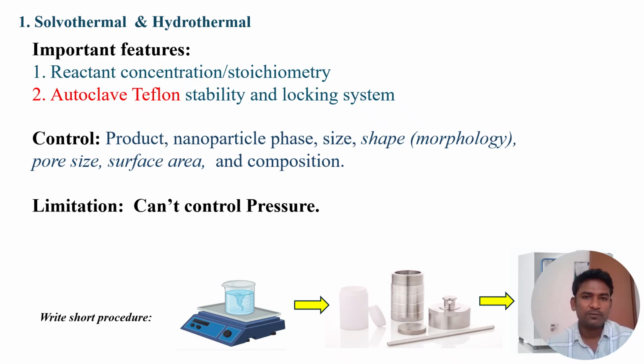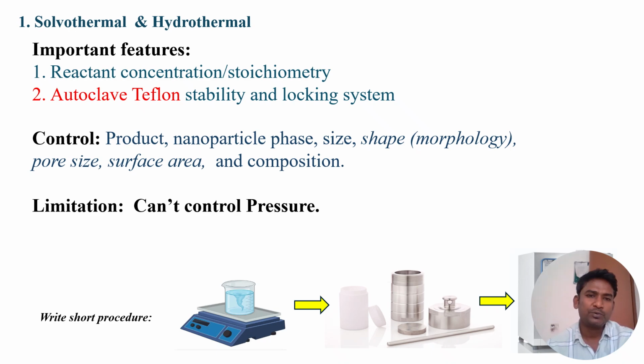Now let us move to the solvothermal and hydrothermal methods. I will clearly explain a few important features. Here in this solvothermal or hydrothermal method, the reactant concentration and stoichiometry are very important. For example, in solvothermal, we need to use a suitable solvent in a suitable ratio. And in the hydrothermal method, we need to use water as a solvent. When we use water, the stoichiometry of the precursor with respect to water needs to be carefully decided. So that is why in this method the reactant concentration and stoichiometry play a huge role.